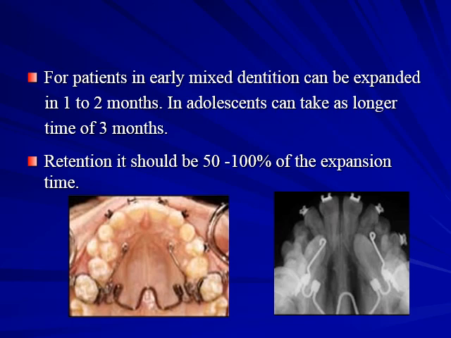Expansion takes around 1 to 2 months in early mixed dentition patients, while in adolescents it takes a longer time, around 3 months. The retention period should be 50 to 100% the time taken for expansion. For example, if it took 3 months to expand the maxillary arch, then the retention period should be from 1.5 to 3 months.